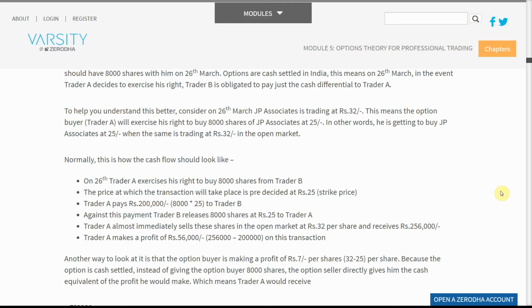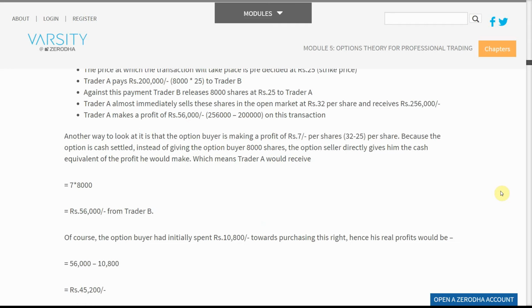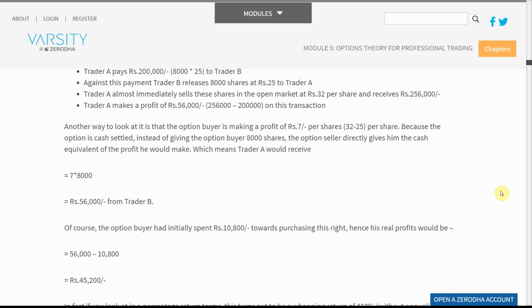Trader A almost immediately sells these shares in the open market at 32 rupees per share and receives 256,000 rupees. Trader A makes a profit of 56,000 rupees, which is 256,000 minus 200,000, on this transaction. Another way to look at it is that the option buyer is making a profit of 7 rupees per share, 32 minus 25 per share, because the option is cash settled.